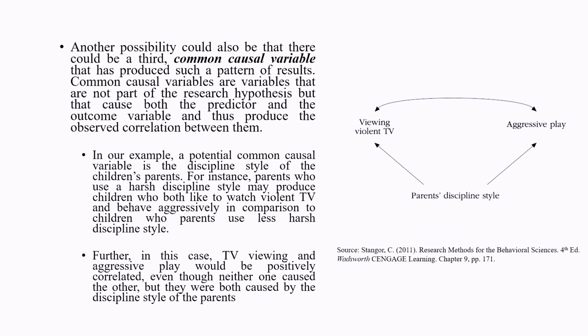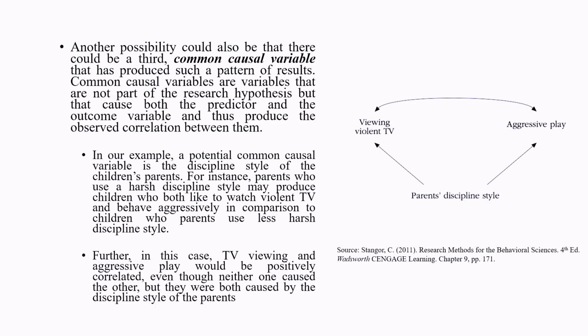Now, it could also be that there is a third variable which we have not considered. We have considered viewing violent TV, we have considered aggressive play. There could be a third variable that is commonly affecting these two. So, there could be a common causal variable as well, which is leading to such a pattern of results. Common causal variables that are not part of the original research hypothesis can have a strong influence on your results and must be really cared for.